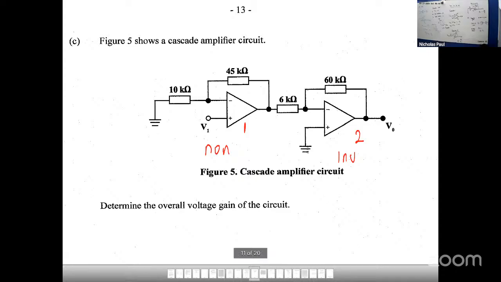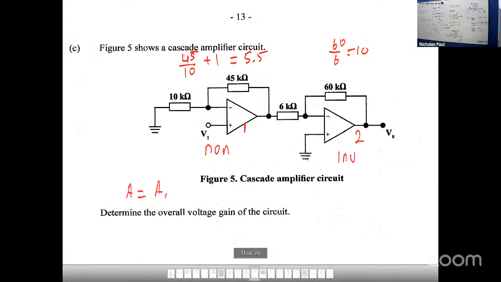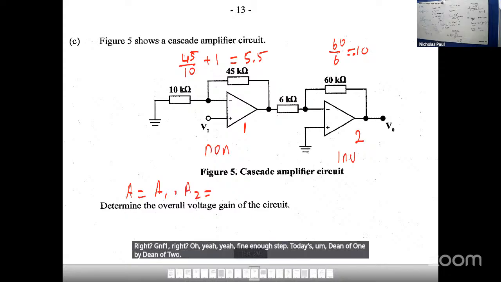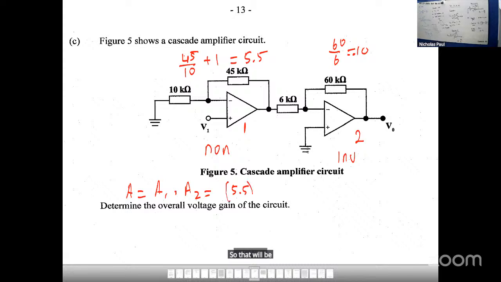Let's see. The gain for the first one is 45 over 10 plus 1, non-inverting, so that is 5.5. The next one is 60 over 6, which is minus 10. Thanks, Judah. So the overall gain we just have to multiply: gain of 1 by gain of 2, so that will be 5.5 by minus 10.